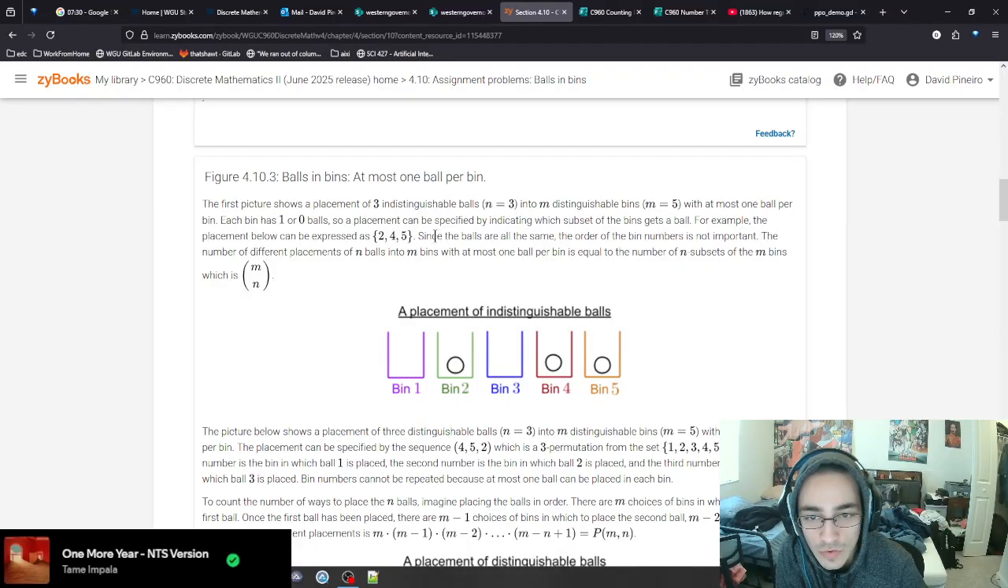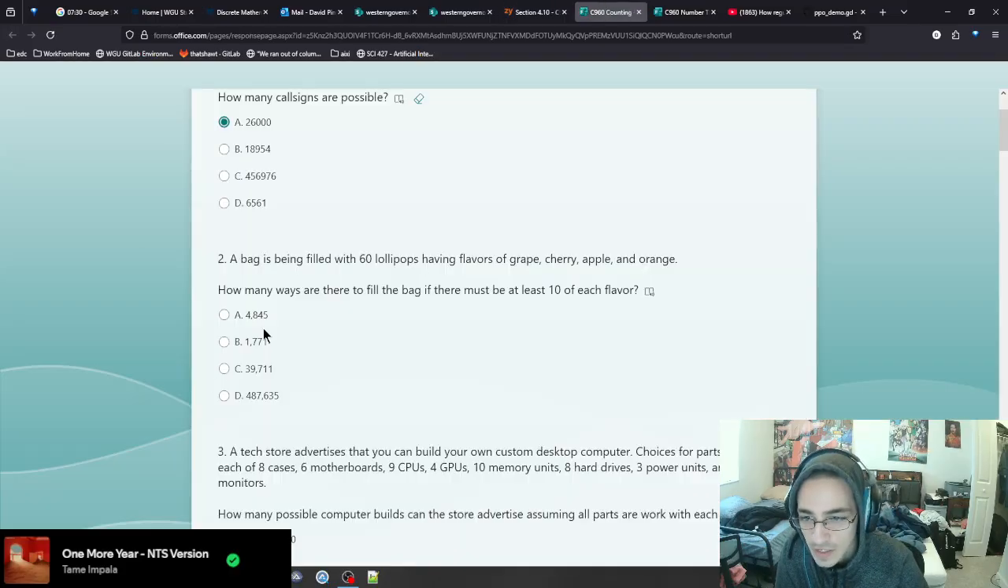Okay, so the number of different placements of n balls into m bins. So it's 4 choose 20. Is that what it is? No, it's not 4 choose 20. Wait, 4 permutation 20. 20 choose 4. Is that even an answer?